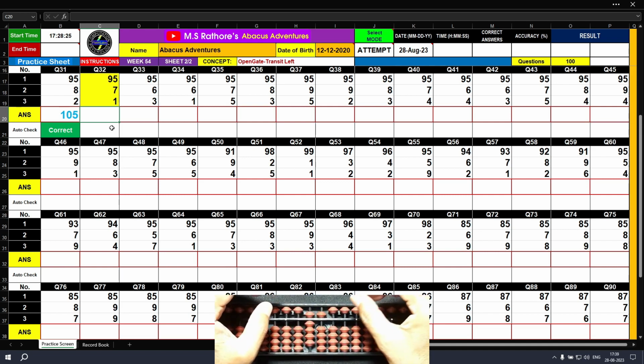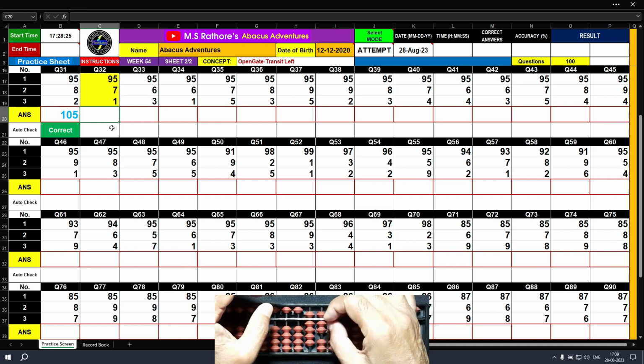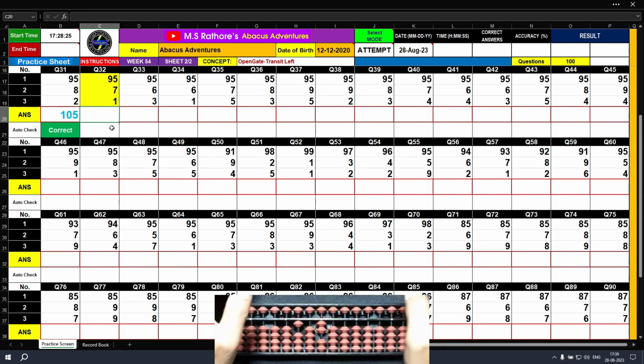Question number 32. Plus 90, plus 5. Plus 7, the combination formula: plus 7 equals plus 2 minus 5, open the gate, plus 10, the answer is 102. Plus 1, directly the answer is 103.